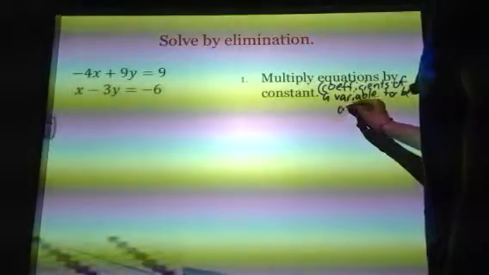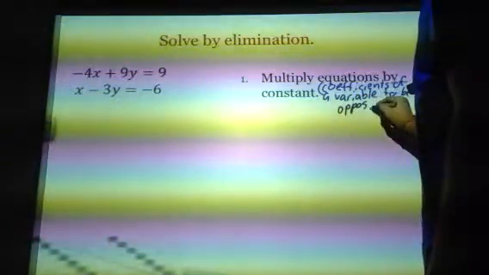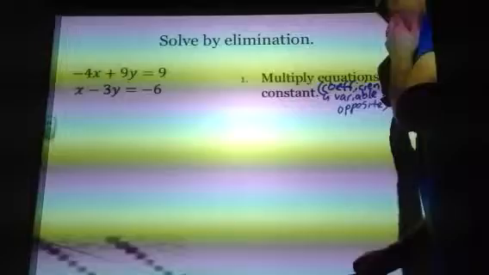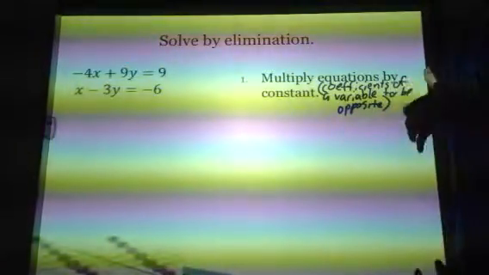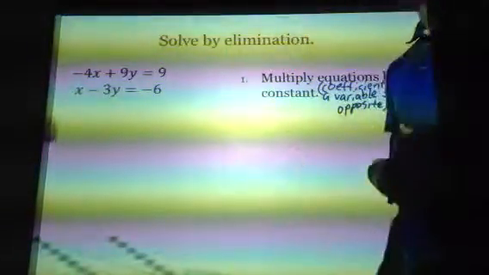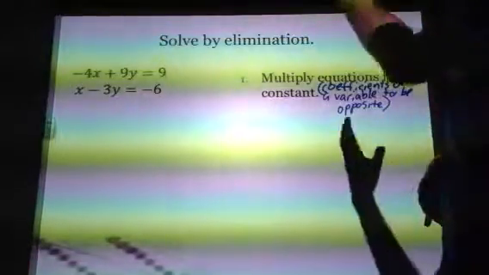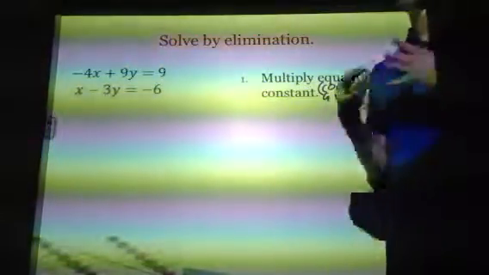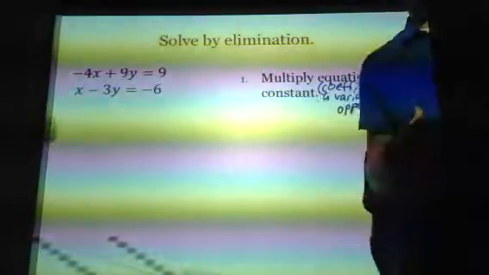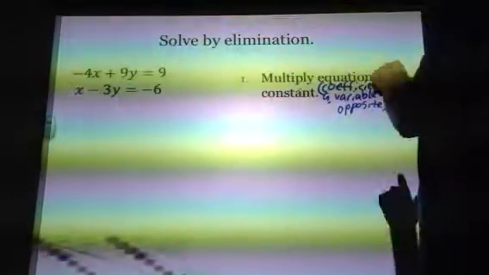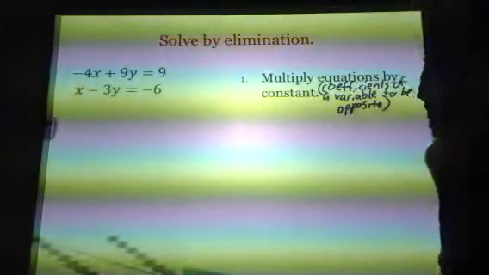So what that means is, if the coefficient of y is 9, we would like the coefficient of y in the second equation to be negative 9. Okay, we want them to be opposites of each other so they can cancel out. Okay, so step 1 here is multiply equations by a constant.